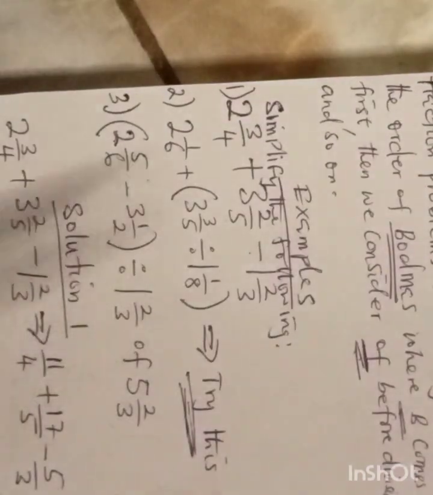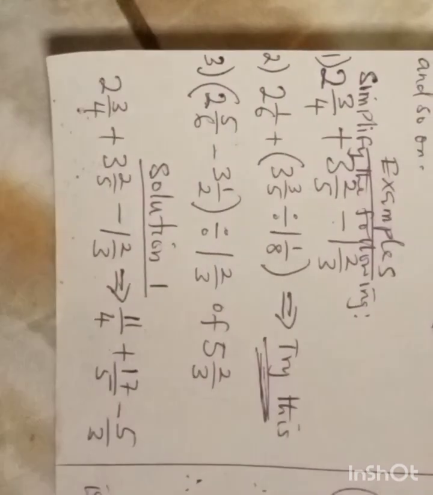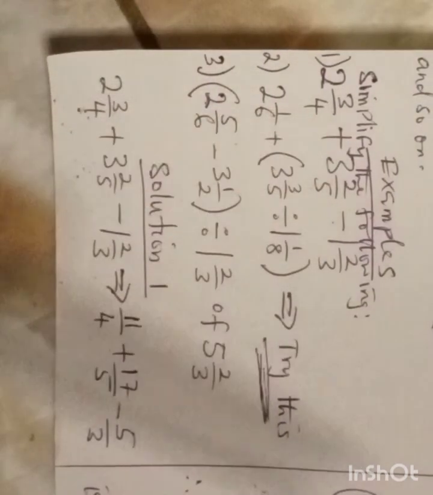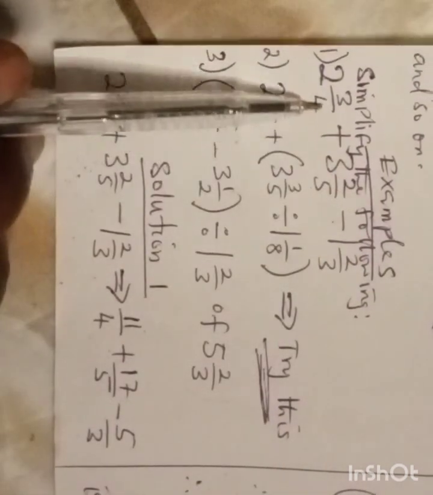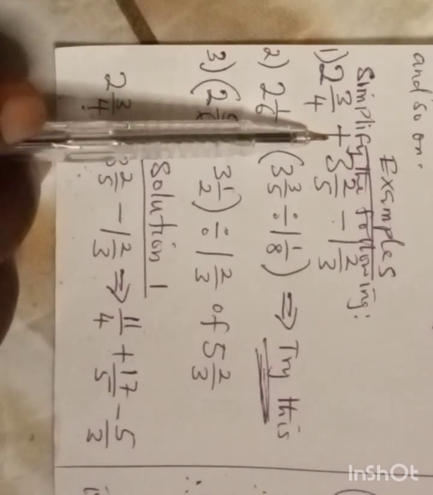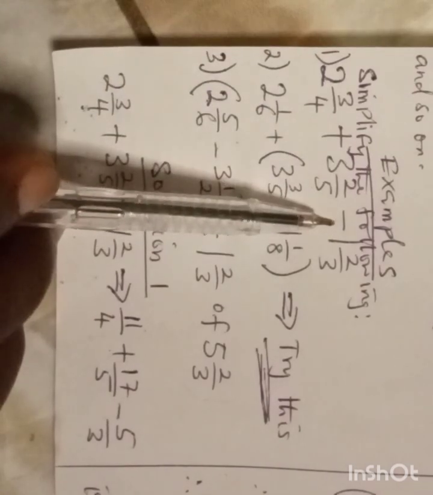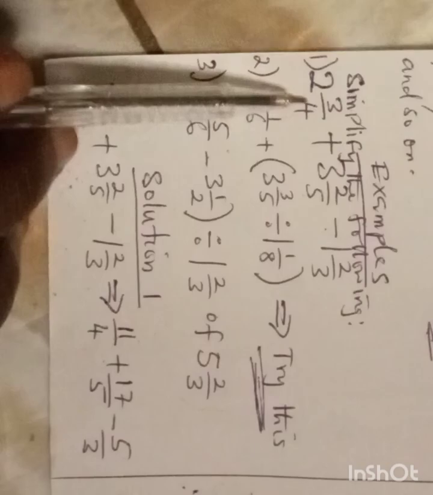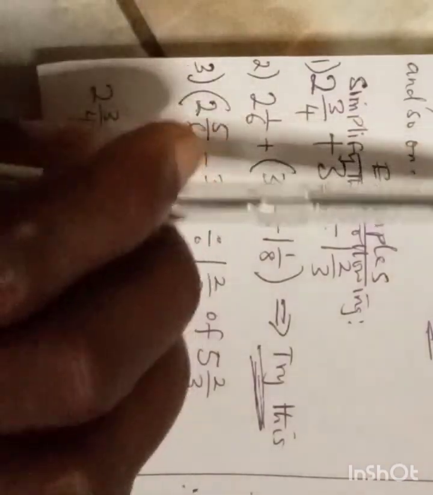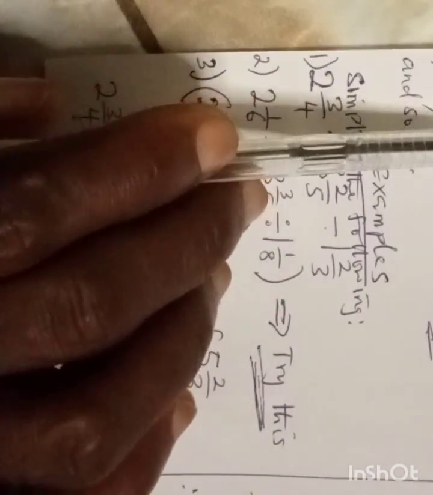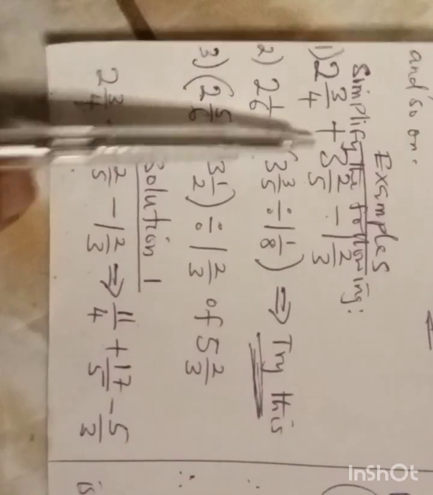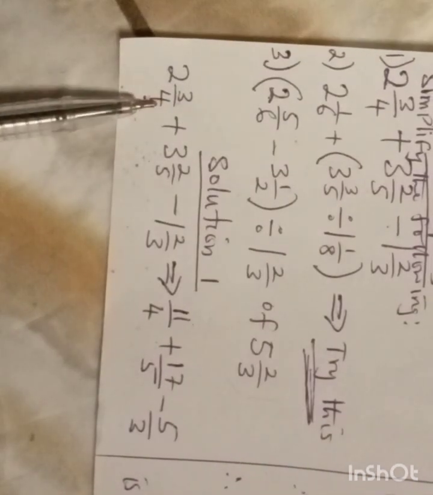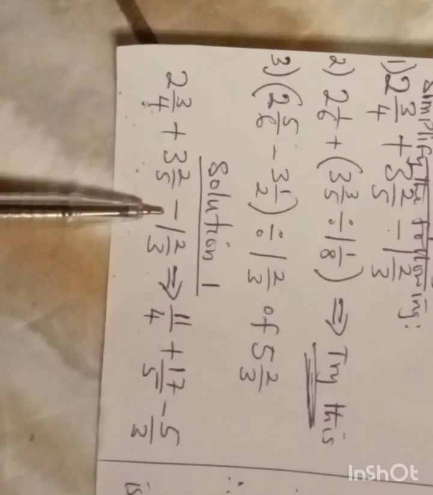So let's check the equation where we have these symbols. These are addition, multiplication, and other signs. Now we have only addition and subtraction. So you have to consider the part of the addition first, because here we said that addition comes before subtraction. So you consider the part of the addition first. So the part of addition is going to give us 2 whole number 3 over 4 plus 3 whole number 2 over 5 minus 1 whole number 2 over 3, which is equivalent to this.